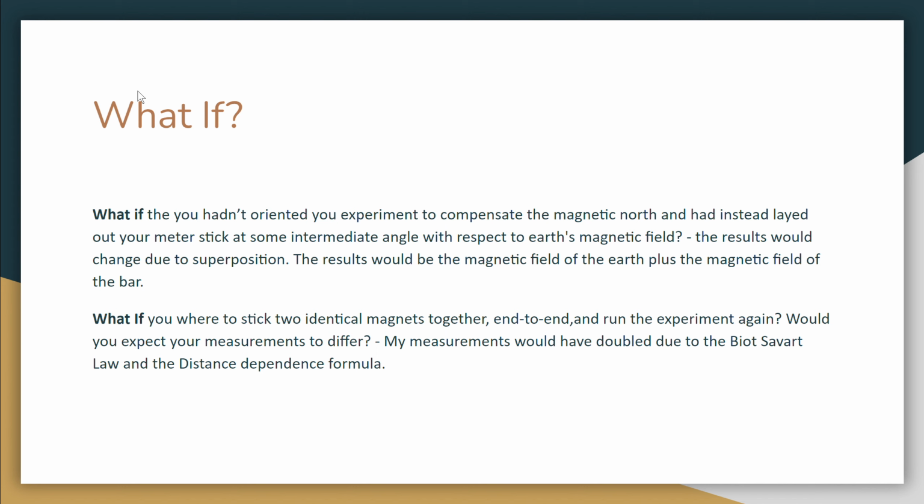And then what if you were to stick two identical magnets together end to end and run the experiment again? Would you expect your measurements to differ? My measurements would have doubled due to the Biot-Savart law and distance dependence formula.